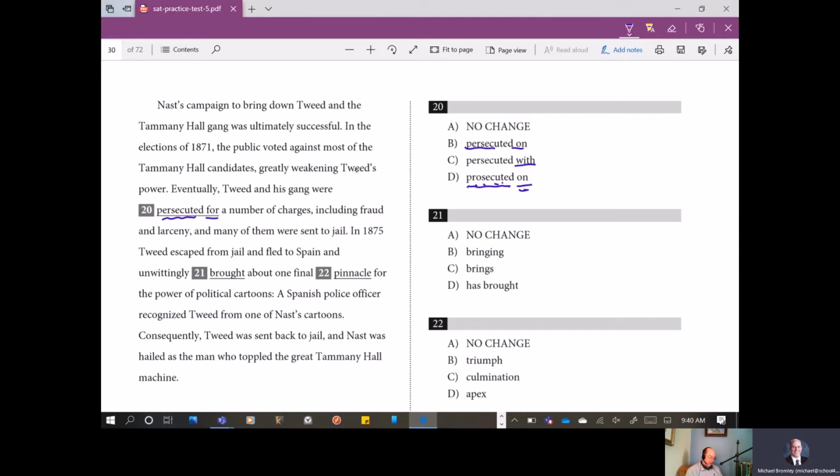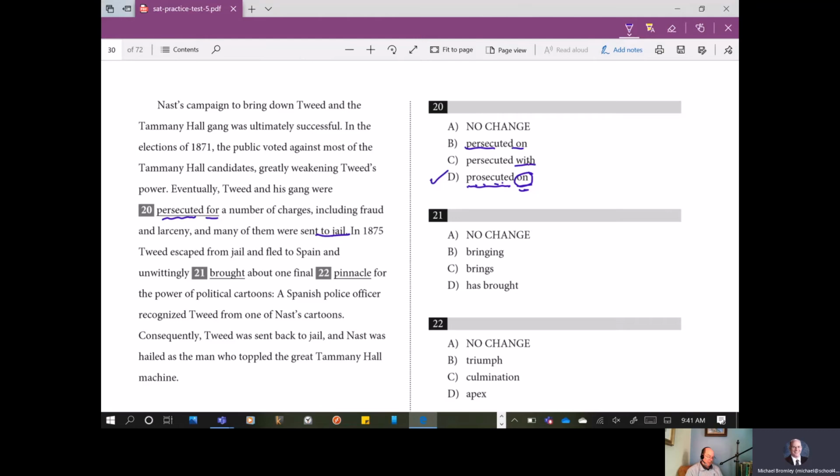So we go back to our sentence. Eventually, Tweed and his gang were prosecuted on a number of charges, including fraud and larceny. Oh, he was sent to jail, so he was prosecuted. Prosecute is the only answer that fits being charged with a crime. Persecute is not a judicial process. To persecute someone is to go after them, usually unfairly, in a bad way. Prosecuted is to engage in the process of a court hearing, a charge, a hearing and a jury, et cetera, et cetera. So he's prosecuted on. Since I have that on, that's the only one I have to go with. But it's on what? He was prosecuted on a number of charges.